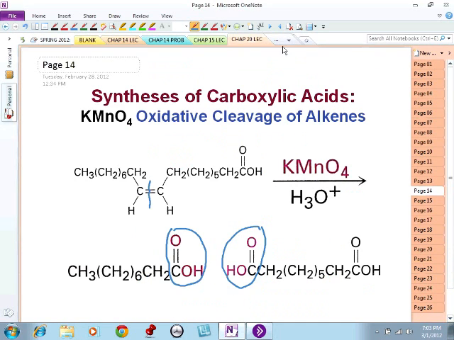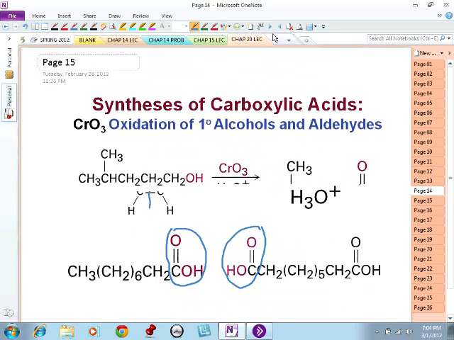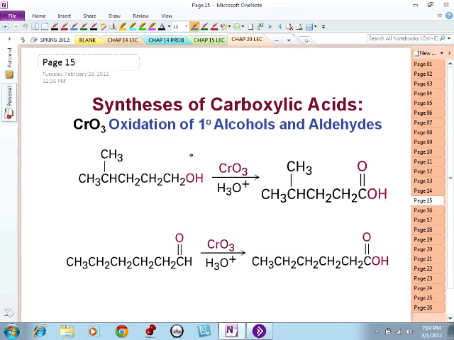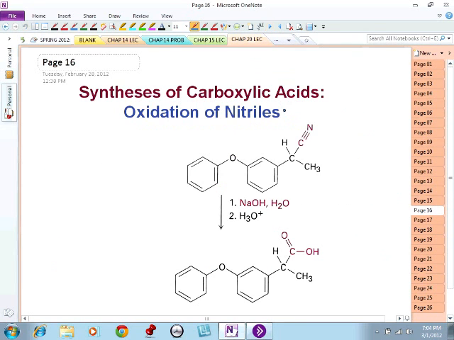Another important method, okay, I've given you this already: oxidation of primary alcohol, oxidation of aldehyde. I didn't even know I had this here. Oxidation of nitrile, we've given you that already.